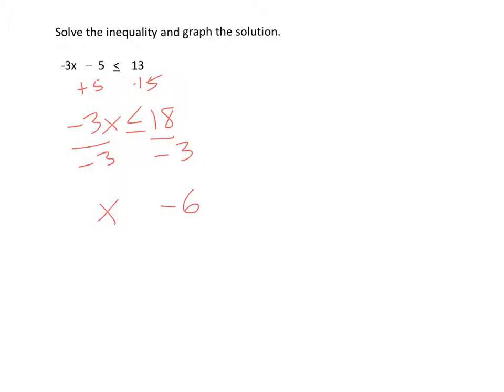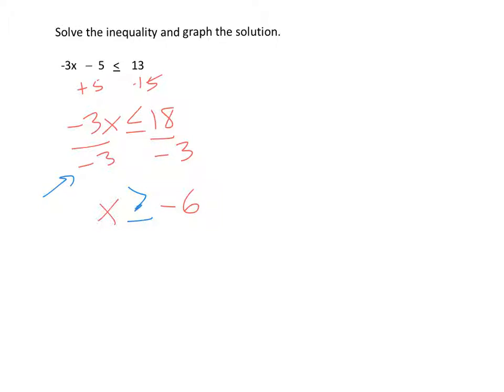The rule is, with inequalities, anytime you multiply or divide by a negative number, we have to flip the sign. So here, instead of being less than or equal to, I'm going to say it's greater than or equal to. To prove this is the case, it's really helpful to check your answer.